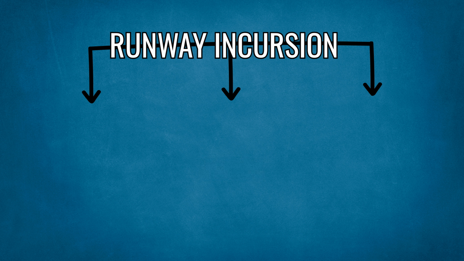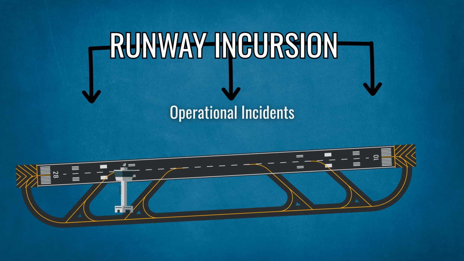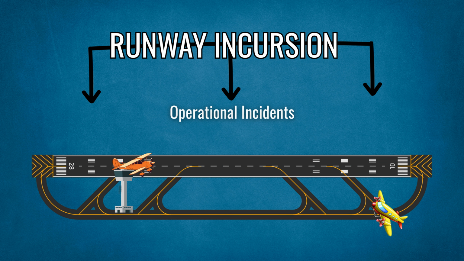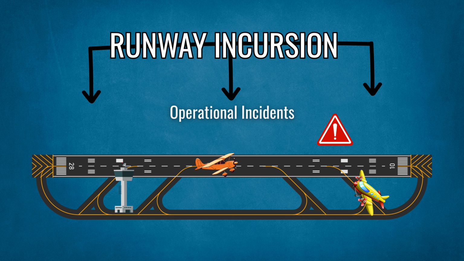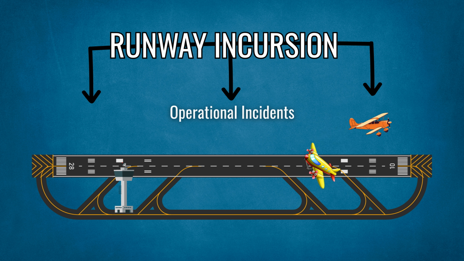There are three types of runway incursions. Operational incidents occur due to the action of an air traffic controller. Two examples of an operational incident are clearing an aircraft onto a runway when another aircraft is landing or taking off, or issuing a takeoff clearance while another aircraft or vehicle is occupying the runway.